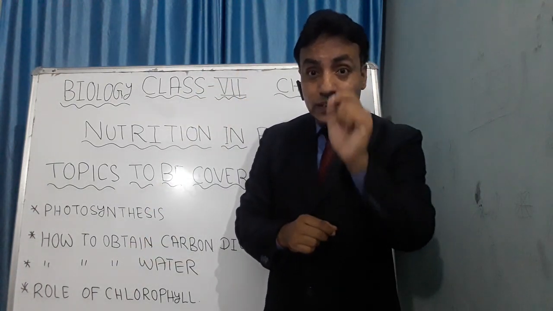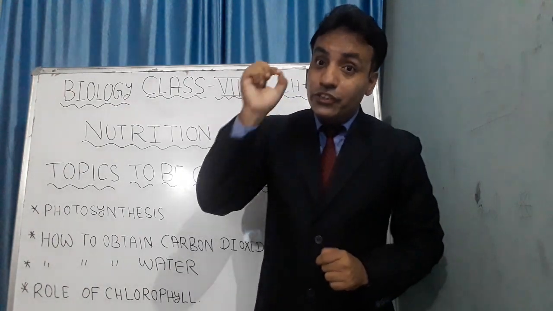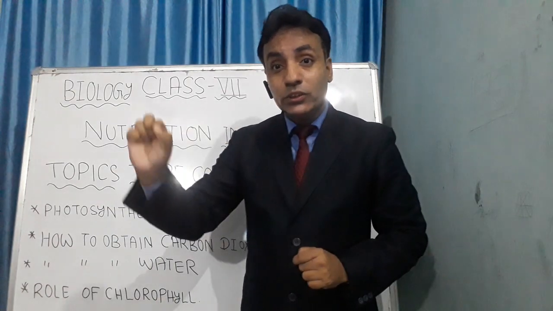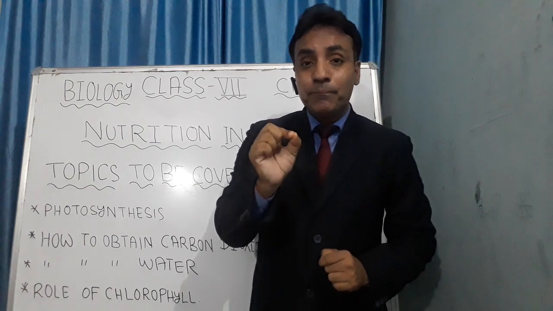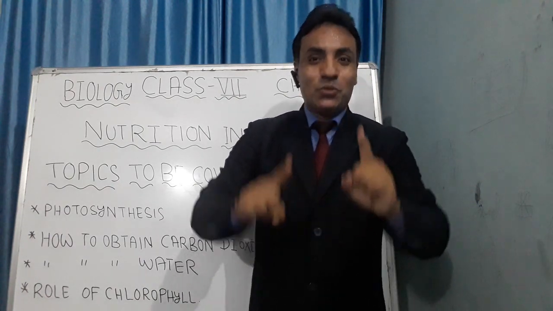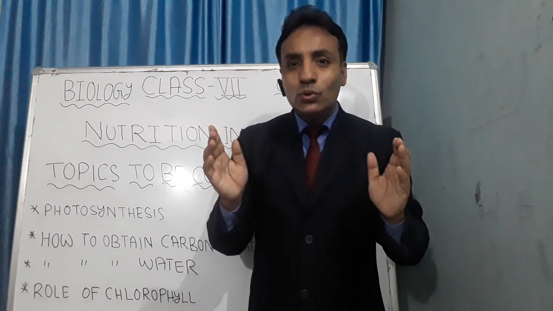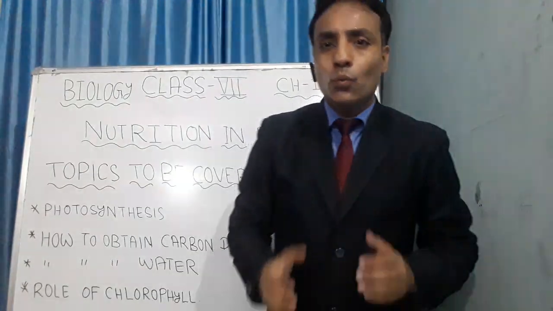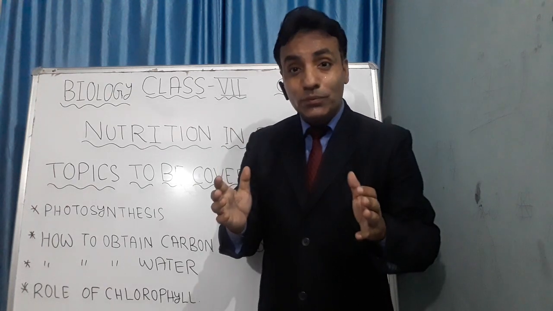And this guard cell is found in the stomata. So what is the stomata? The tiny pore that is found on the lower surface of the leaf is known as the stomata. This stomata is provided with the guard cell. What is the work of the guard cell?